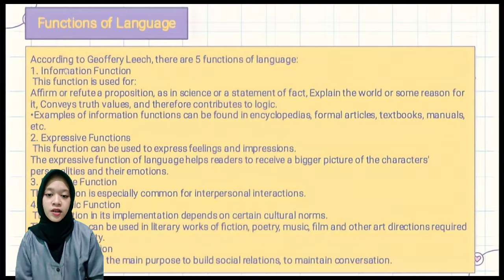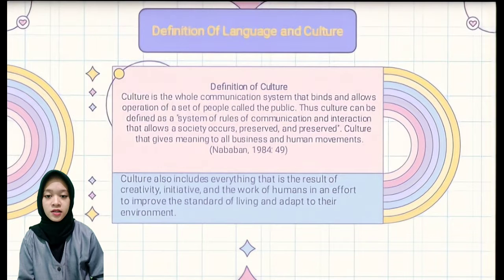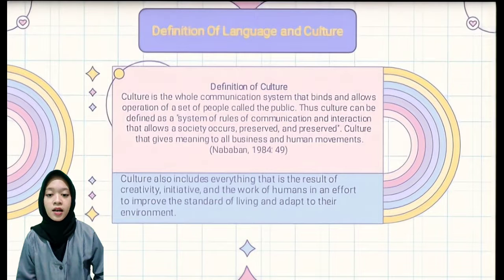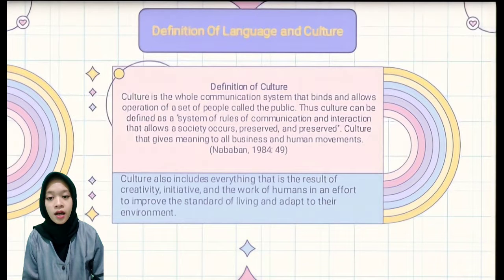Then, we move next to the definition of culture. According to Nababan in 1984, culture is the world communication system that binds and allows the operation of a set of people called the public. Thus, culture can be defined as a system of rules of communication and interaction that allow a society to occur, be preserved and maintained. Culture gives meaning to all business and human movements.